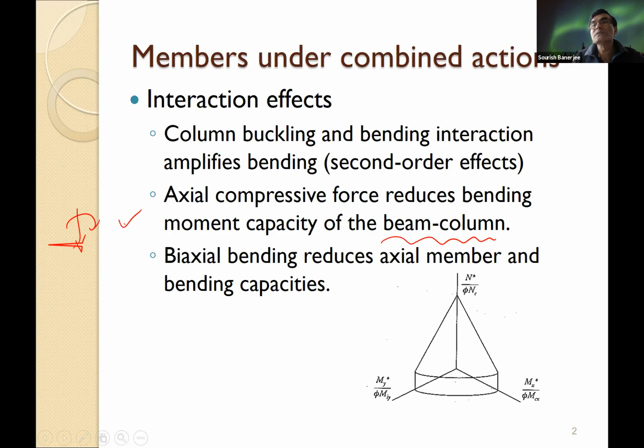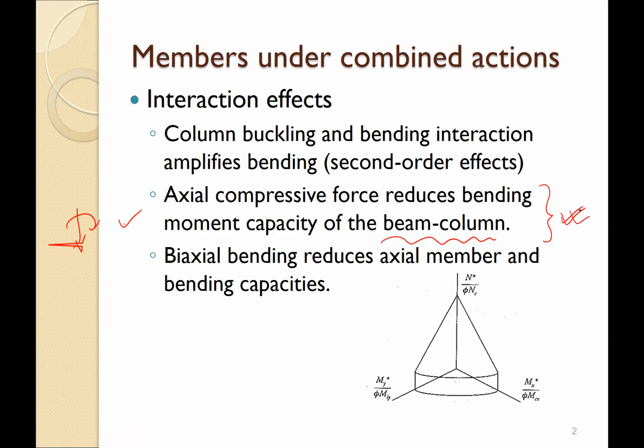So that's why we are talking about this, that yes, this is a column, and this can also be called a beam. So we will call it a beam column. Now it is obvious that the axial compressive force will reduce the bending moment capacity of the beam column. Why is it obvious? Because you see, when you have a bending, right, then we have a compressive force acting.